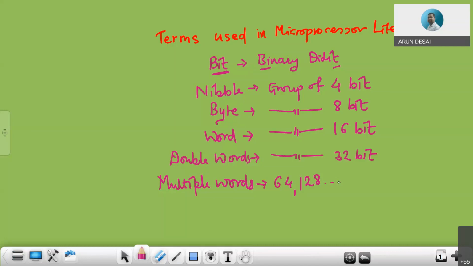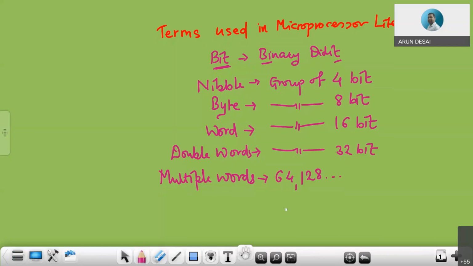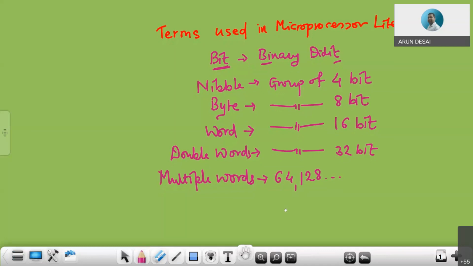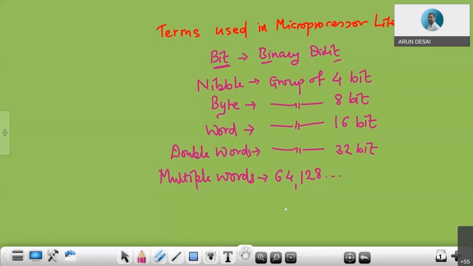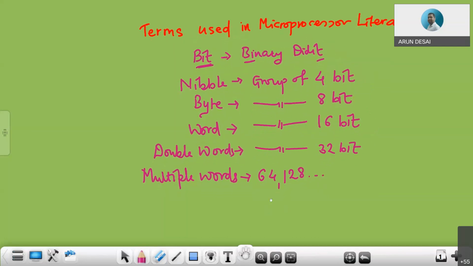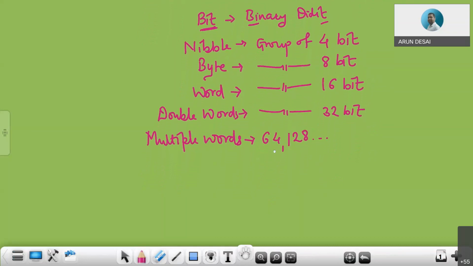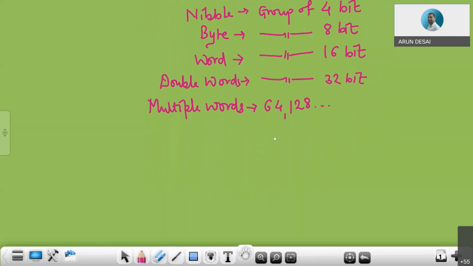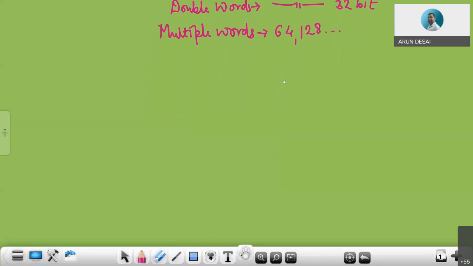So this is basically about bits, or basically it's all about binary data. How you treat your binary data, how you count your binary data in bits, in nibbles, in bytes, in words, in double words or multiple words. So you count your binary data in bits and bytes, right?